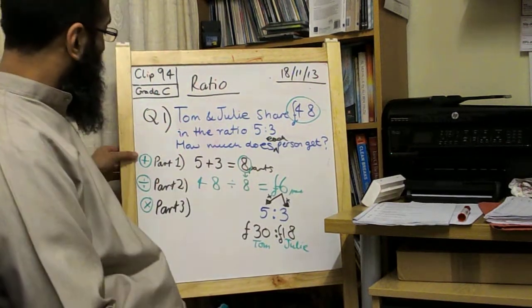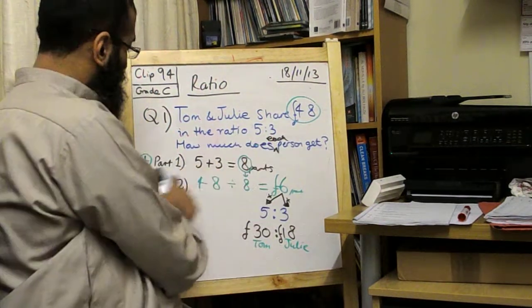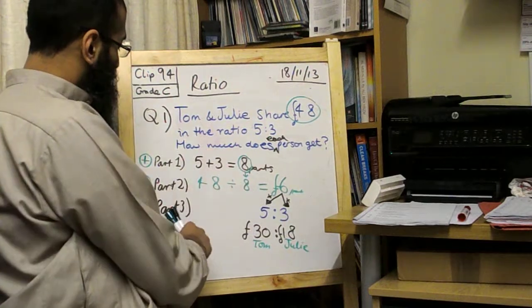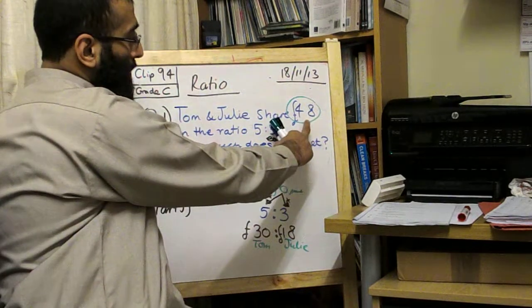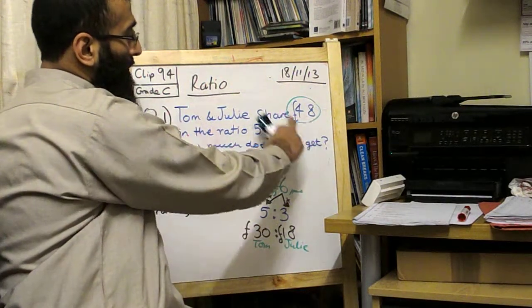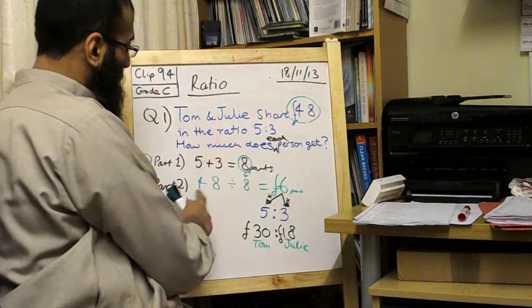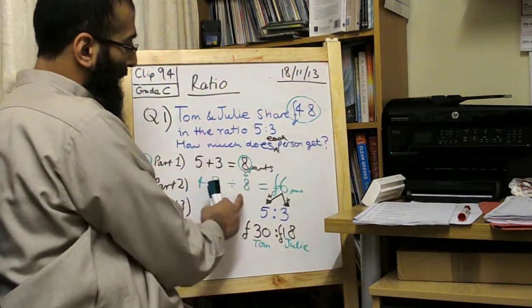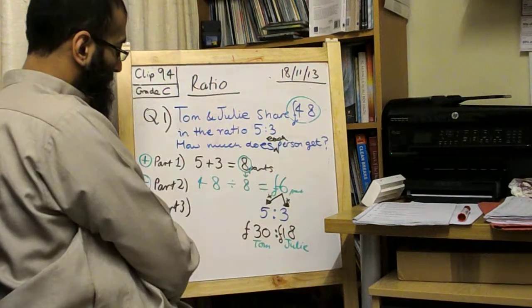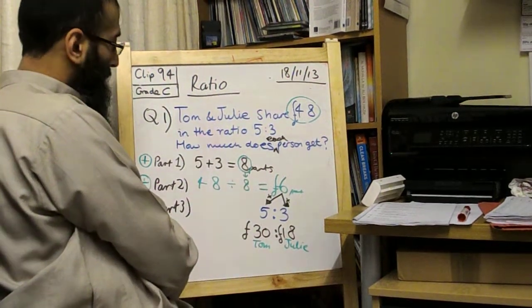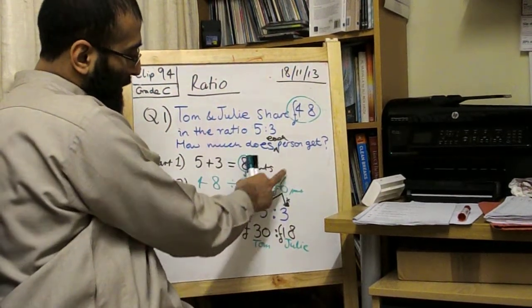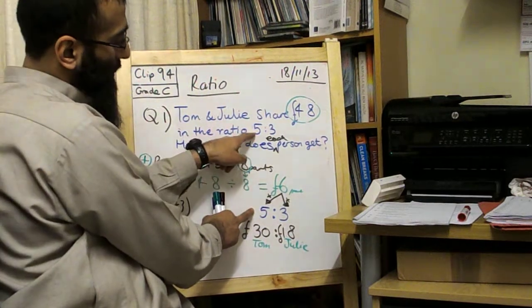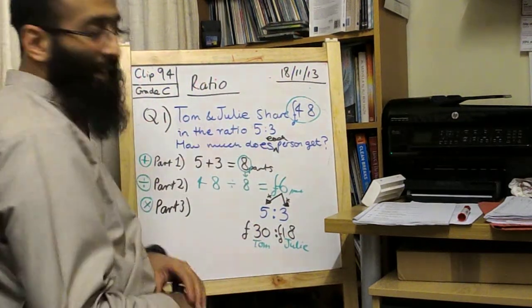Part 1, we add the ratio together. Part 2, we divide the original question number, which is £48, the value in the question, by the answer to part 1, which was 8. So 48 divided by 8 in this case was 6. Part 3, the third and last step, we multiply the answer to part 2 by the original ratio, each side, and that gives us the answer for each part.